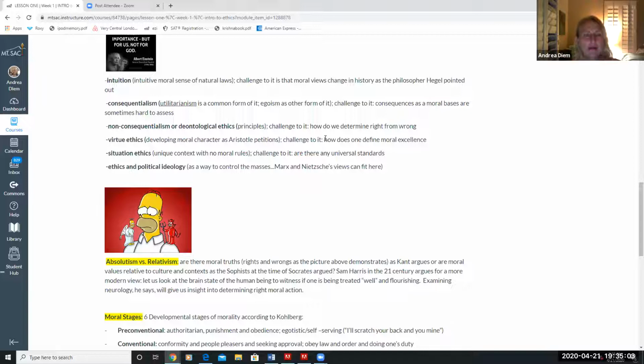Virtue ethics is kind of a cool concept. One of the philosophers we attribute it to is Aristotle. He says ethics is all about developing moral character in and of itself. No other reason to develop your moral character, develop your sense of virtue, to become a highly aware, philosophical human being. And the challenge to it is, how does one define moral excellence? So what I'm trying to do is show you the position and then the counter to it.